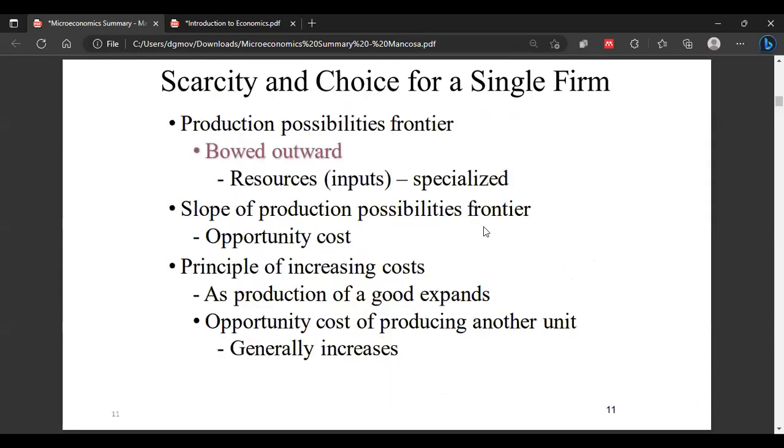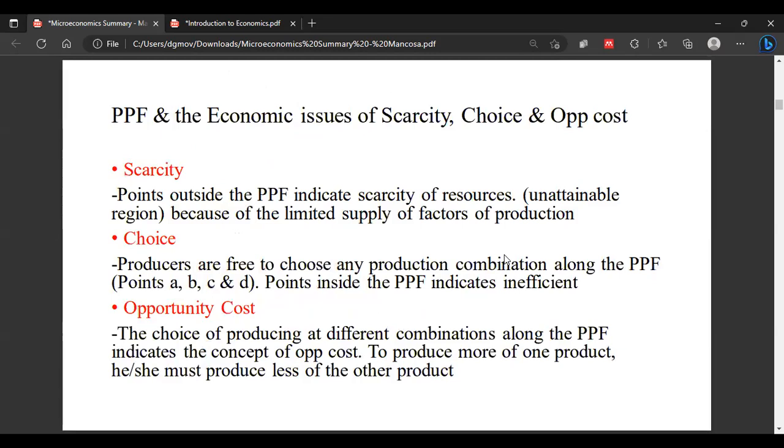Now, we can use the PPC in order for us to look at the choice between consumer goods and capital goods. So remember we said, what are capital goods? Goods that are used to produce other goods. Consumer goods are simply goods that are produced to be used and consumed by households or individuals.